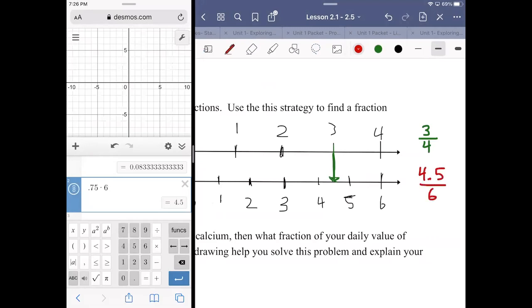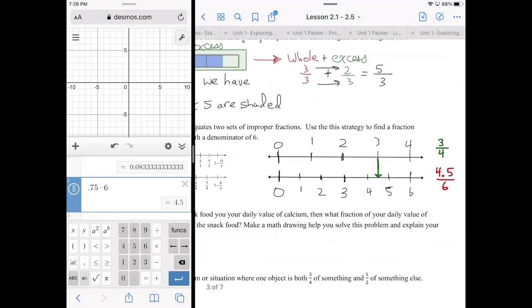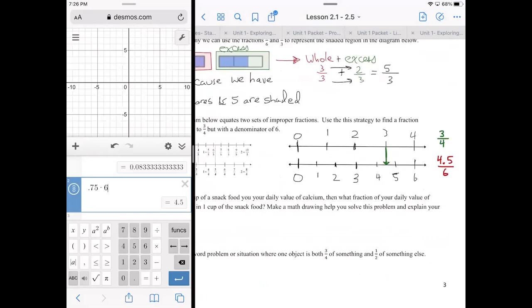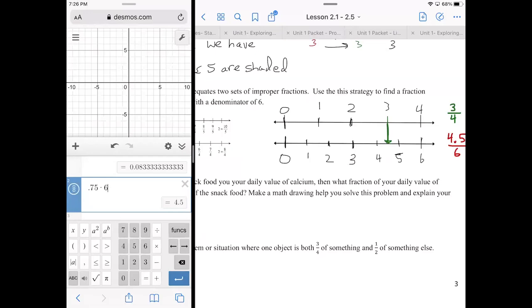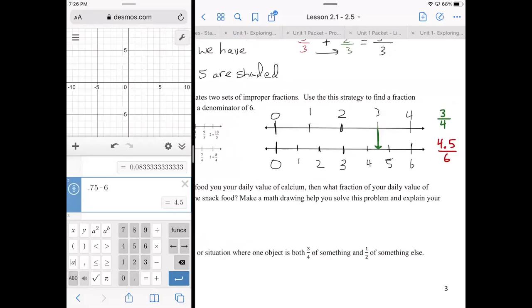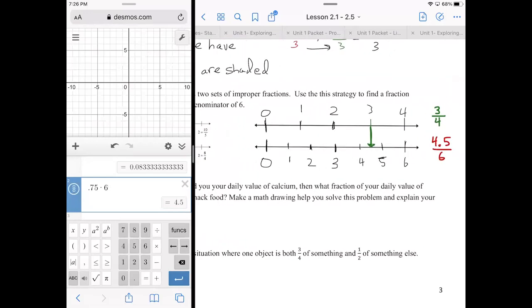4.5 out of 6. Now, it's generally considered to be a big no-no having a decimal as part of a fraction. However, the instructions here did not give me any wiggle room. It said, use a strategy to find a fraction equivalent to 3/4, but with a denominator of 6, right? So I can't convert it into any other denominator, because I'm locked in on a base 6. I don't have a choice in the matter, right? So in those situations, you're allowed to keep a decimal as part of your fraction.